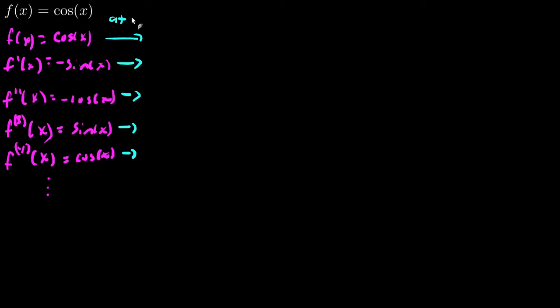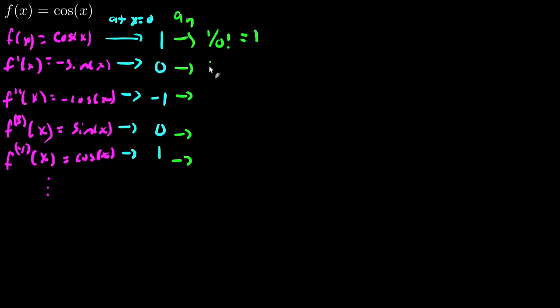So at x equals 0, cosine of 0 is 1, negative sine of 0 is 0, negative cosine of 0 is negative 1, sine of 0 is 0, cosine of 0 is 1. And again, I'm going to skip along instead of writing out all these little bits and pieces. So I get 1 over 0 factorial. 0 factorial is 1. 1 divided by 1 is 1. 0 over 1 factorial. 1 factorial is 1. 0 divided by 1 is 0.